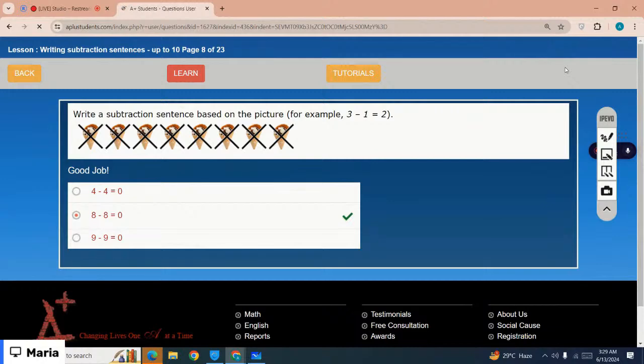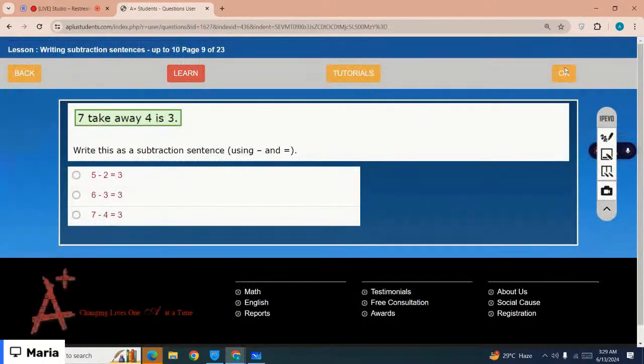The next one is 7 take away 4 is 3. Write this as a subtraction sentence. So which is the correct option? Take away means you need to subtract, right?